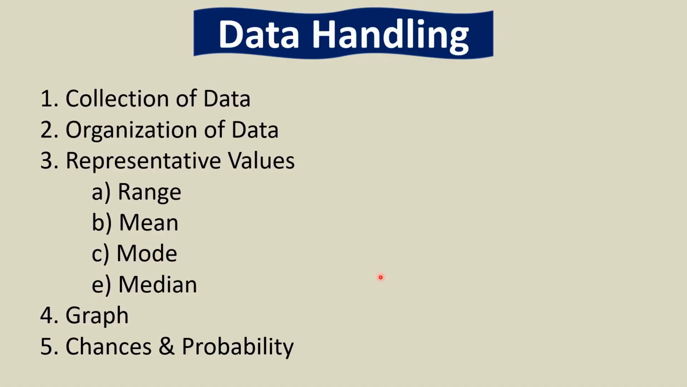In this chapter, we have 5 topics: collection of data, organization, representative values, graph, and chances and probability. Out of these 5, in this video I am going to discuss the first 3 topics, and for topic number 3 I will discuss only 2 subtopics, range and median. Other subtopics I will discuss in the next video.